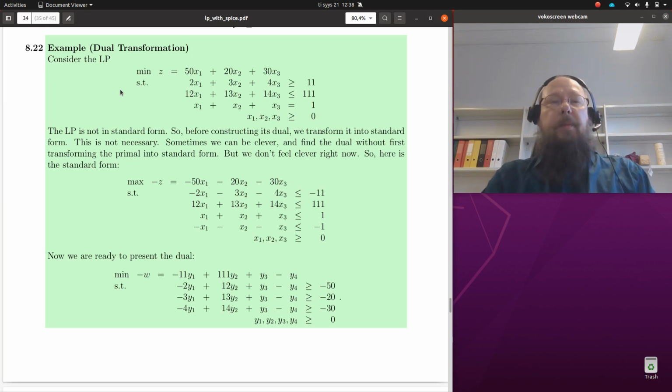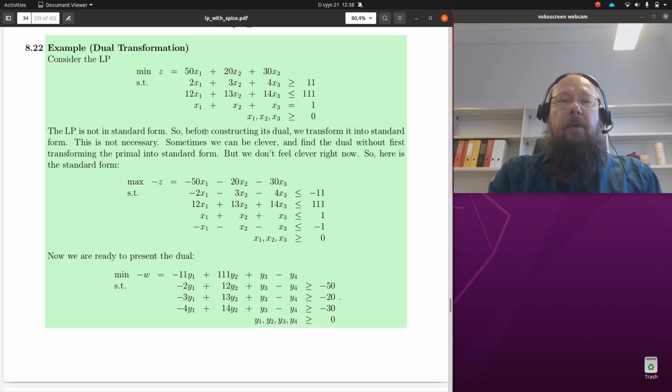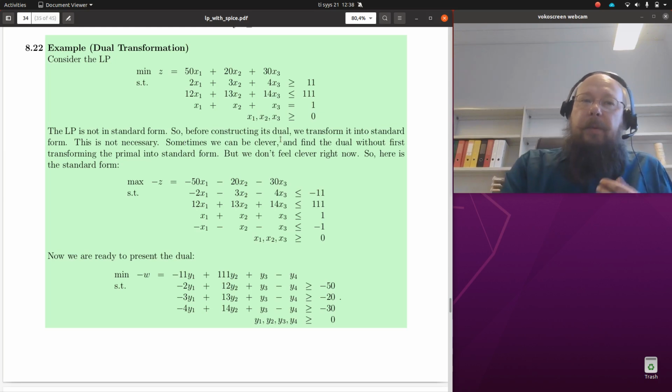So that's the point. Before constructing the dual, we will actually transform this into standard form. This is not necessary, you don't have to do it. Sometimes you can be clever and find the dual first without transforming into a primal standard form. But at least I don't feel very clever, at least not now. So we turn this first into a standard form.